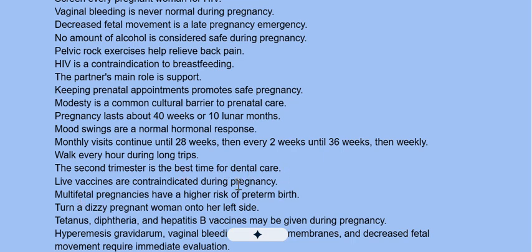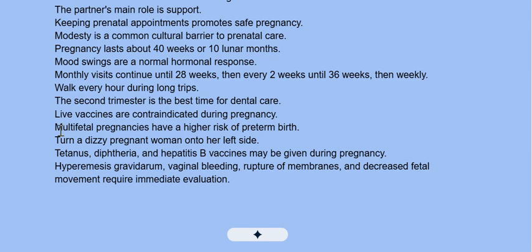Live vaccines are contraindicated during pregnancy. Multifetal pregnancies have a higher risk of preterm birth. Turn a dizzy pregnant woman onto her left side. Tetanus, diphtheria, and hepatitis B vaccines may be given during pregnancy. Hyperemesis gravidarum, vaginal bleeding, rupture of membranes, and decreased fetal movement require immediate evaluation.